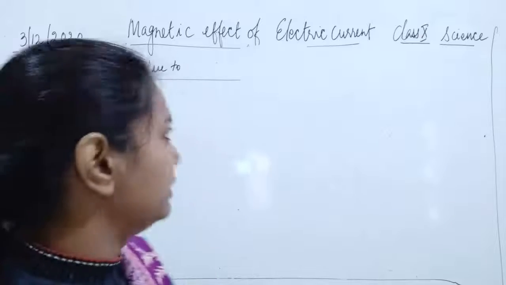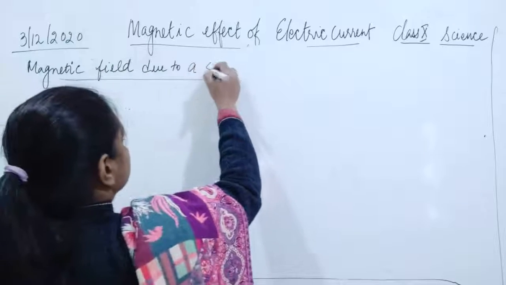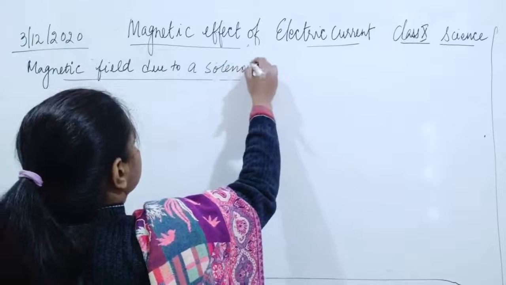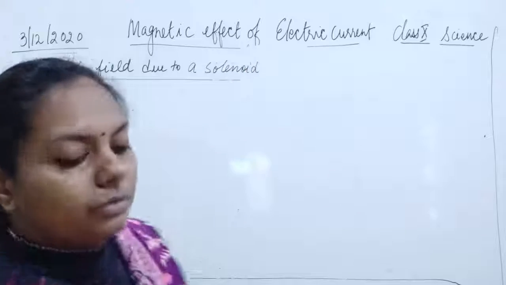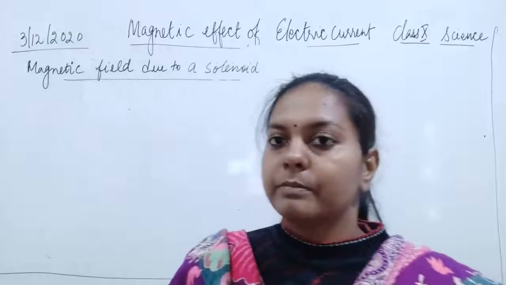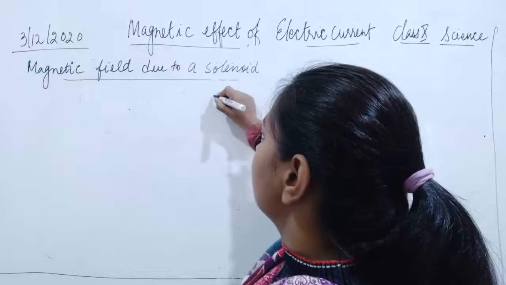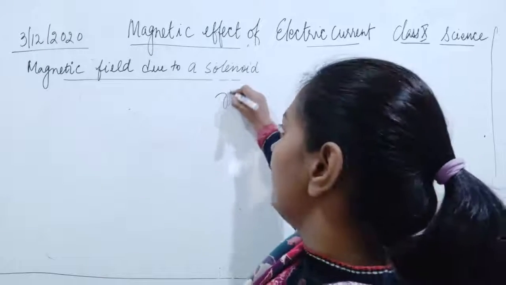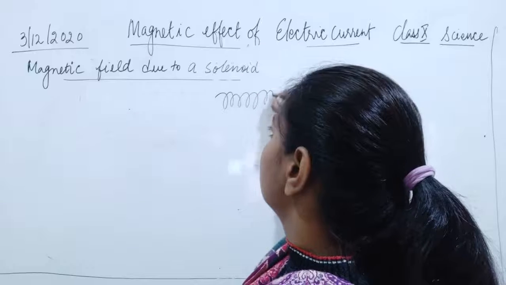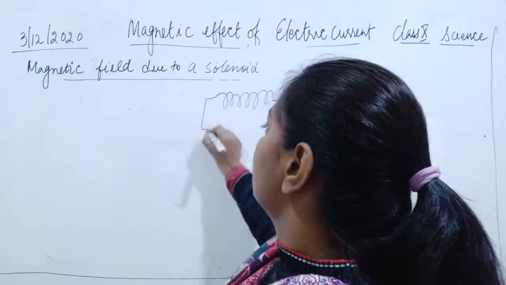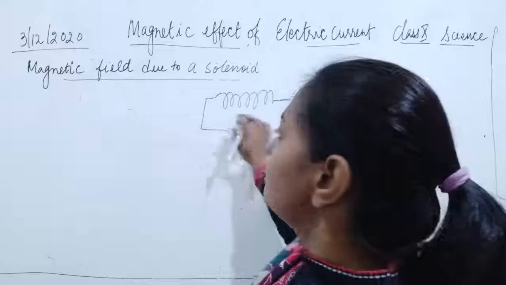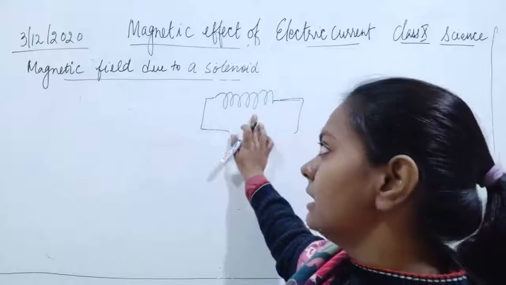Due to a solenoid. Now children, how can you understand this? A solenoid, first understand what a solenoid is. An insulated copper wire arranged like a spring.